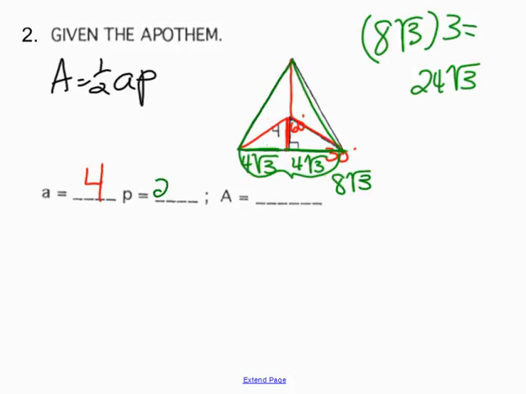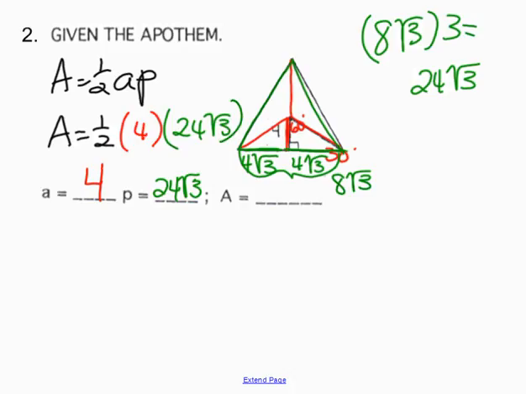So we're going to put 24 radical 3 here. And now we're going to plug it in. Area equals 1/2 of the apothem times 24 radical 3, the perimeter. So you type all that into your calculator and you end up with 83.1 units squared.